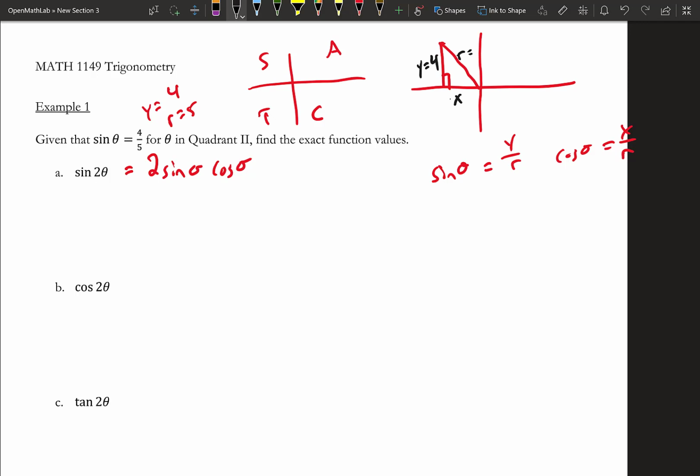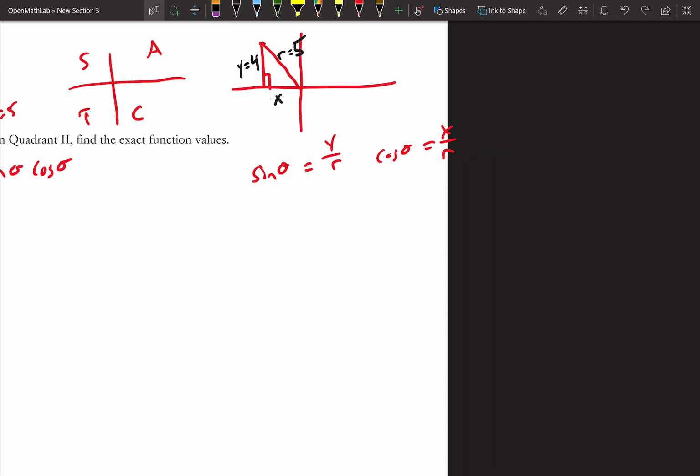R equals 4. Wait, no, 5. Right? So then we just need to figure out what x is in order to find cosine. So, using Pythagorean theorem, we'd have x squared plus 4 squared equals 5 squared. So this would be x squared plus 16 equals 25.